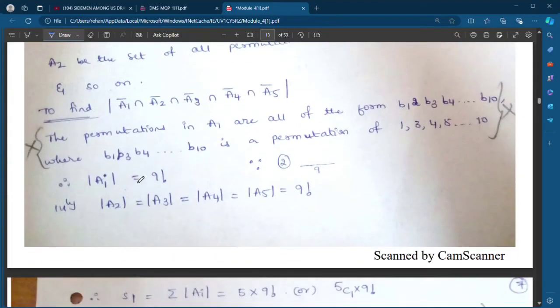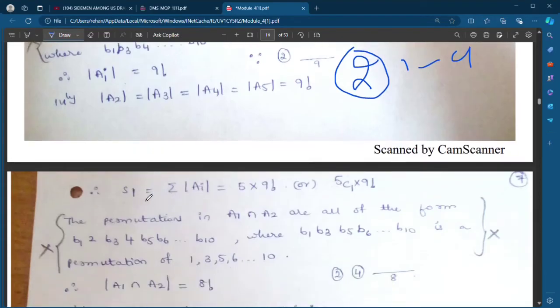Therefore |A1| is equal to 9 factorial, since we are taking 2 out. If I take 2 out, the remaining numbers 1 to 9 I have to arrange. So that will be 9 factorial. In the same way, A2, A3, A4, A5 also will be 9 factorial.